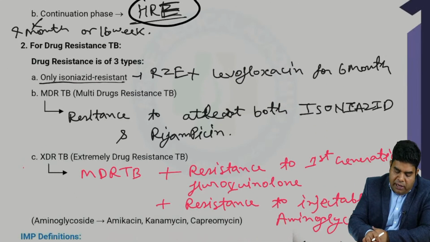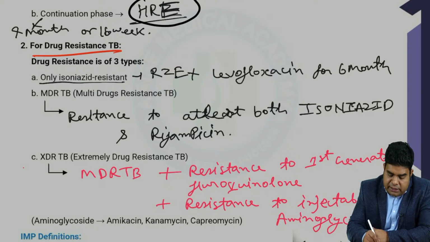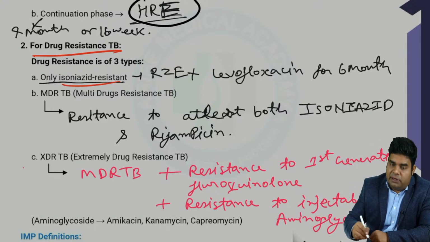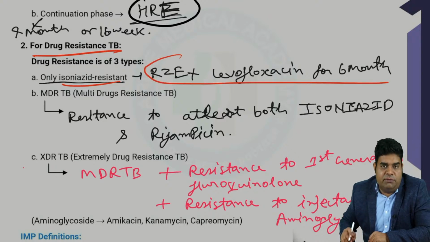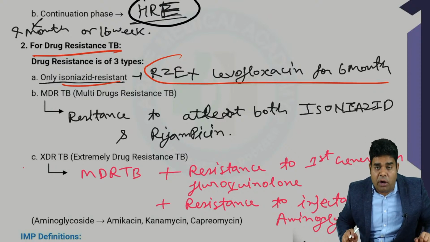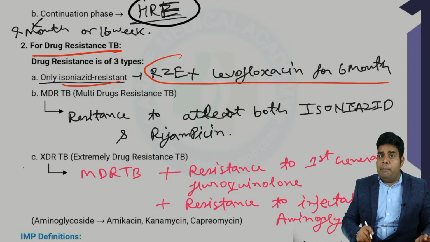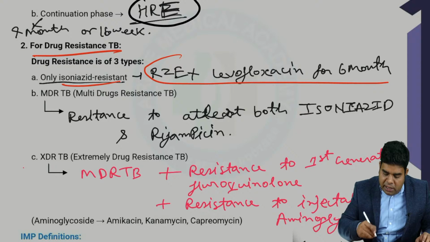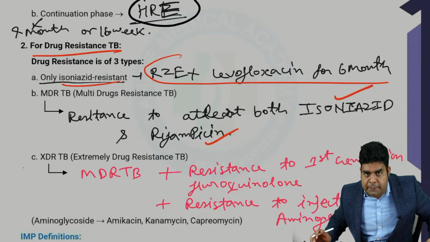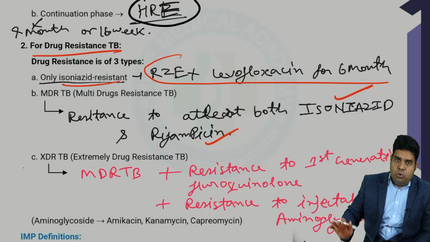Now let's talk about drug resistant TB. If it is drug resistant due to isoniazid, we will not give isoniazid, and the treatment will be RZE plus levofloxacin for 6 months. If it is MDR TB, in NEET they have already asked the definition of MDR. MDR means at least 2 drugs resistance should be there: isoniazid and rifampicin both should not be working. These two should be resistant.